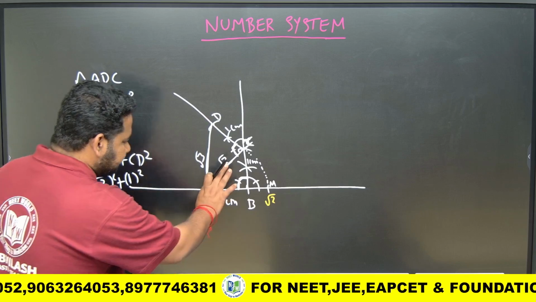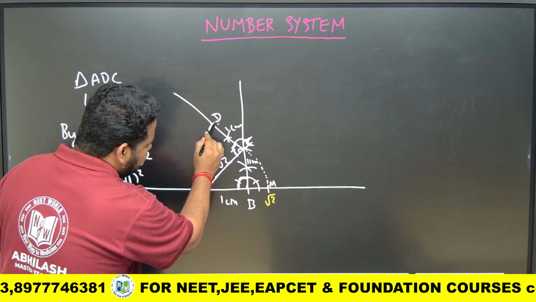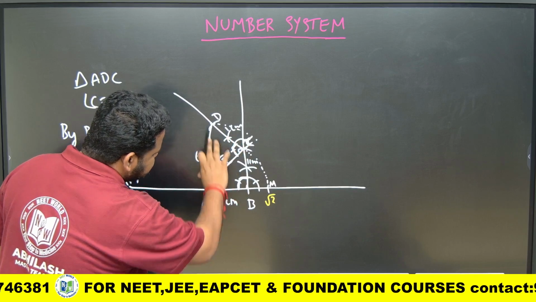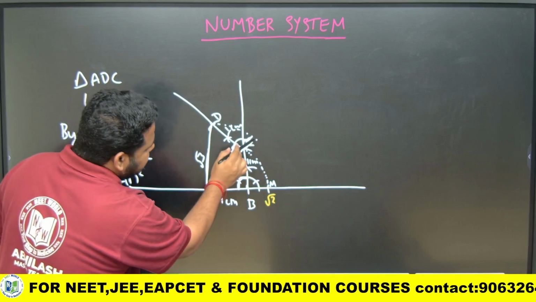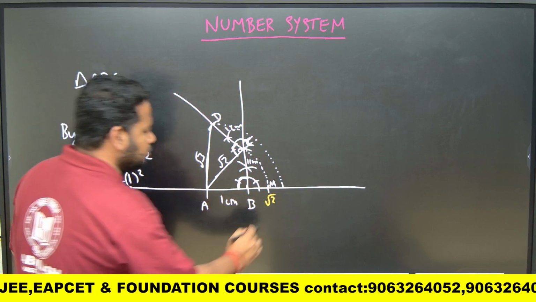So what I will do, I will keep the compass here and I will mark it here. So from here, I will draw a dotted line here. I will keep the compass here and I will twist it like this. If I twist it, I will get a line like this. This is nothing but what, friends? This is nothing but equal to root 3.